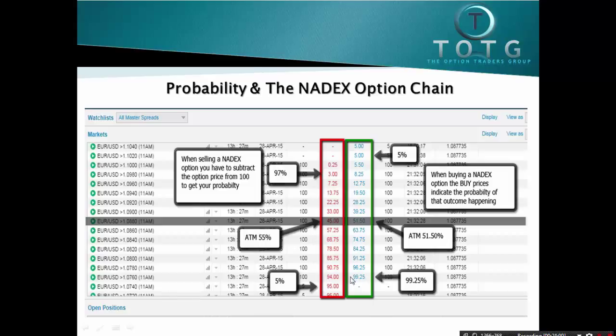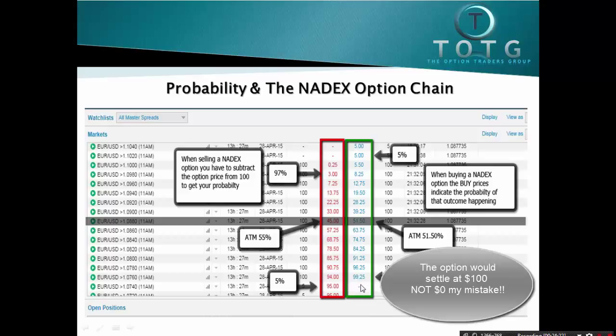Well, you say, wow, that's awesome. Well, remember, Nadex contracts expire at or are worth $100 or $0. In this case, you're buying, so at expiration it would be $100. Okay, so you go in here and you buy this for $99.25. The thing finishes above. It settles at 100. What did you make? You made 75 cents. You didn't even make enough to cover your fees.